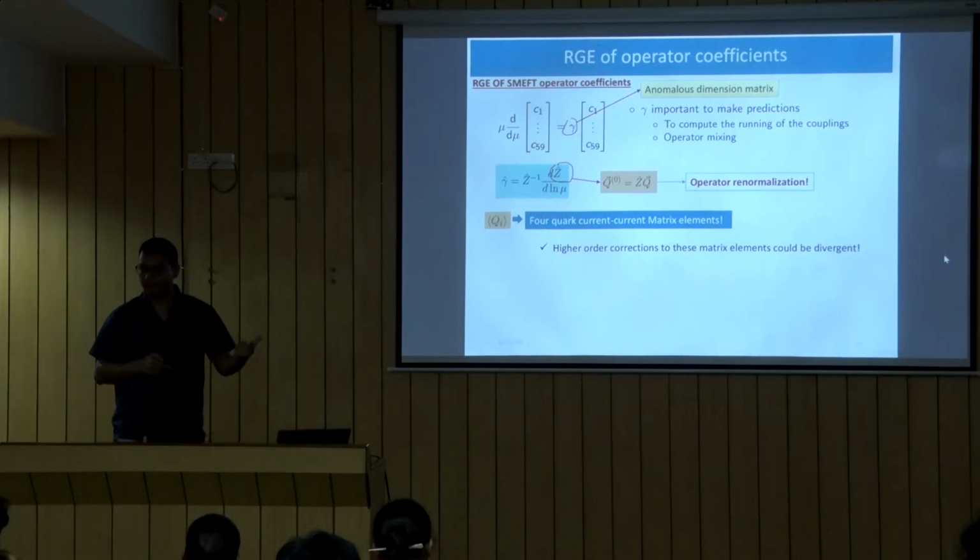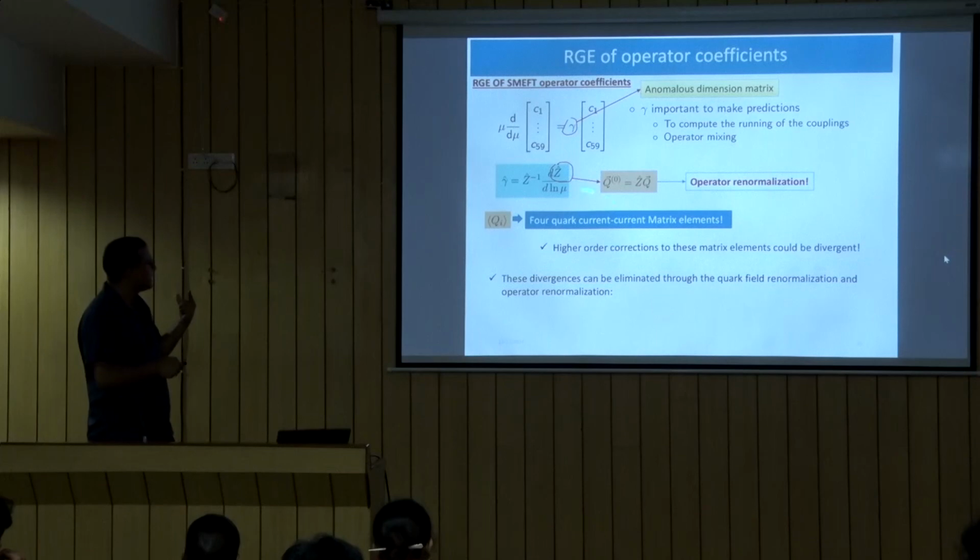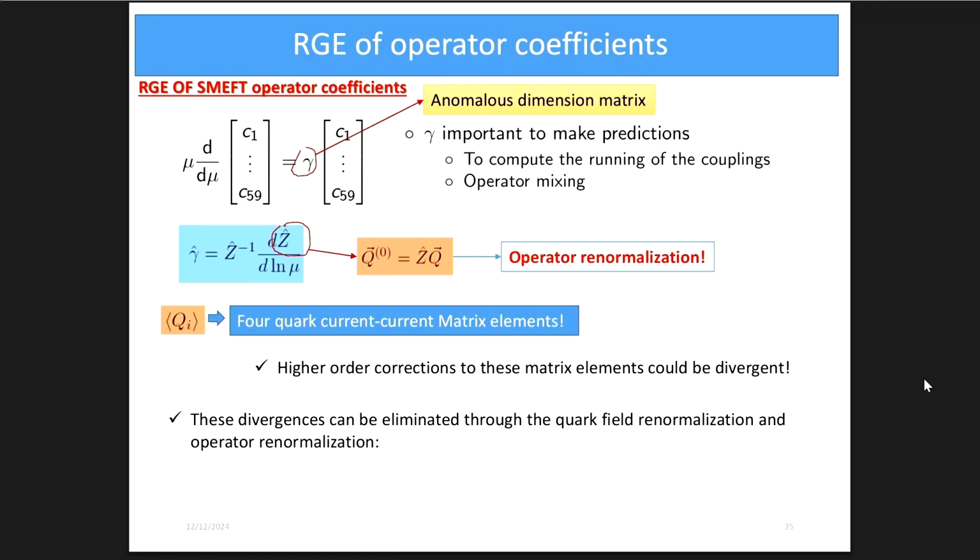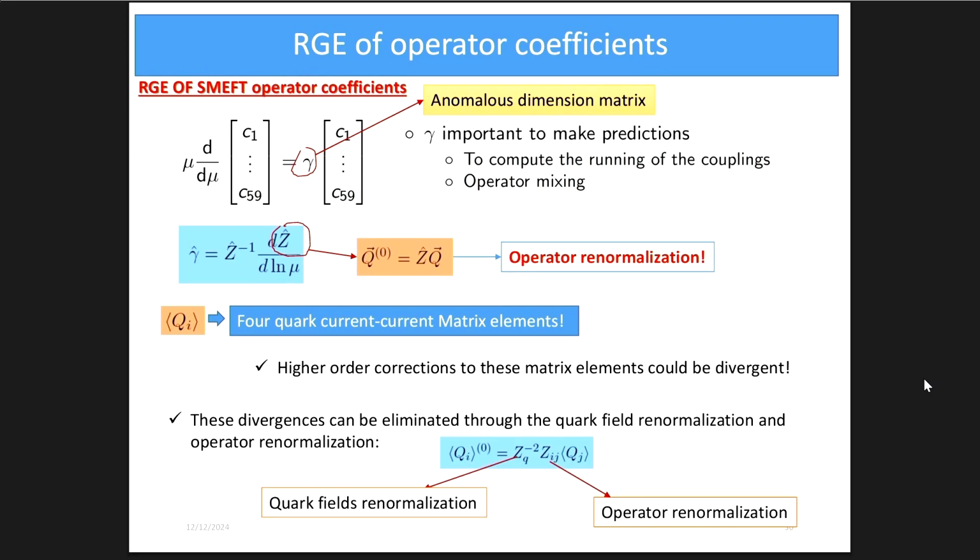That is the procedure you can follow. Okay. So, therefore, the divergences here, whatever you will be getting from the loop calculation, you will absorb in the coefficients within the renormalization constant, and this is how you do. So, what do you have?